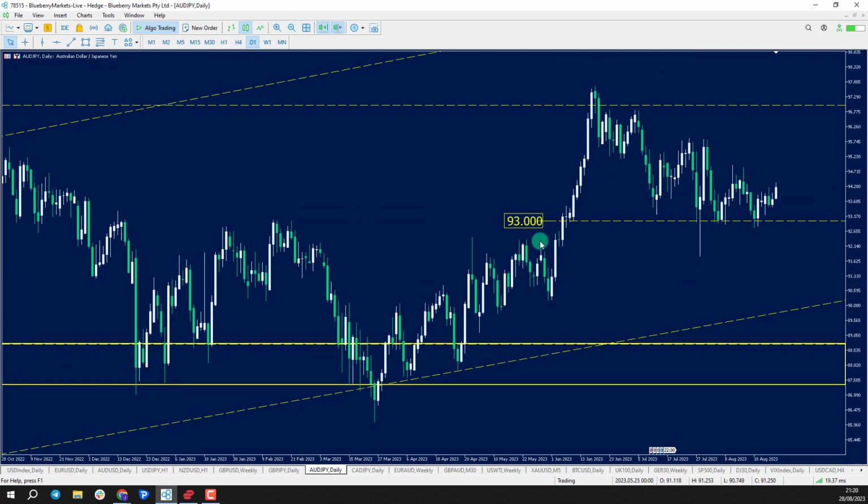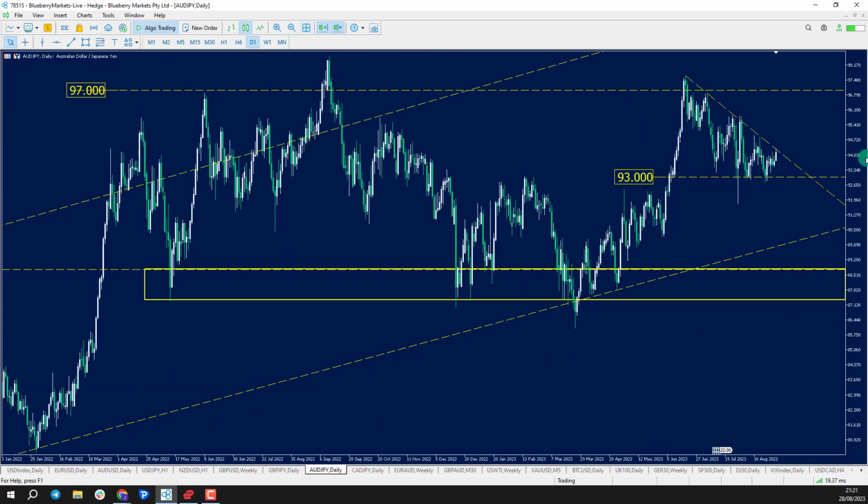What I like to do then is just do the exact same process. We're looking at those horizontal levels. We're looking at some trend lines in there as well. I think I can see something developing here where we go from this high to this high. You can see there's a real strong trend line resistance coming through there. And that's helping me build a bigger picture for Aussie yen.